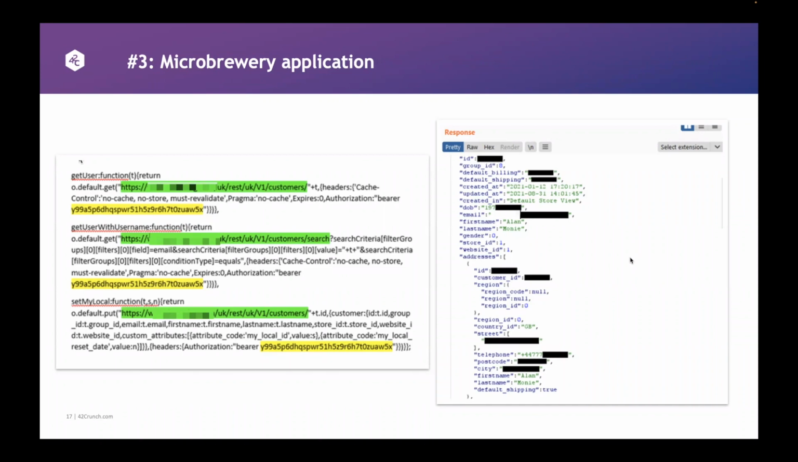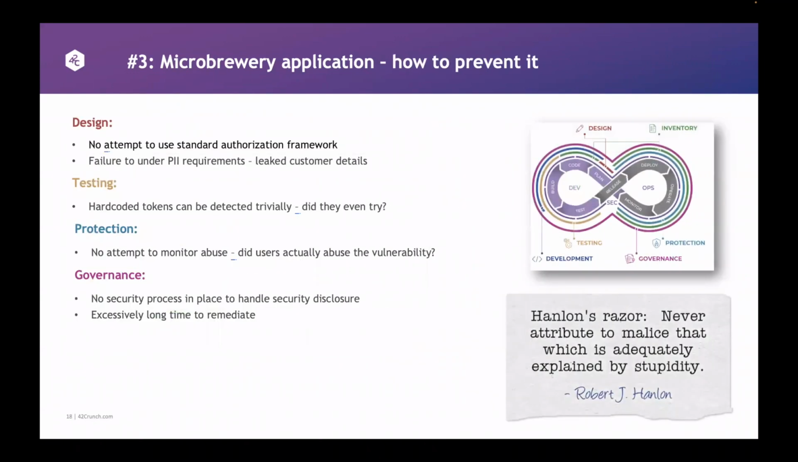And of course, because they were hard coded in the application, it meant that if you knew somebody else's customer ID or their identifier, you already had their token, because everybody had the same token. So you just had to iterate through the IDs, which they could do, and then they were able to access other people's accounts.